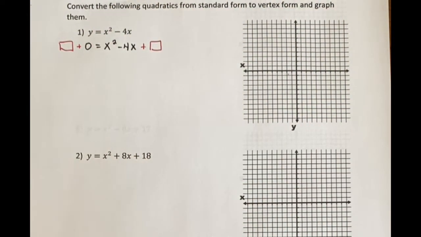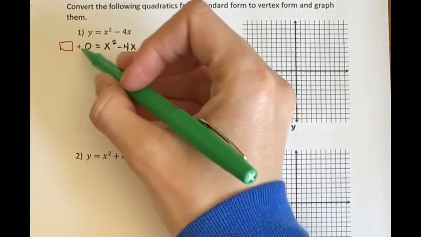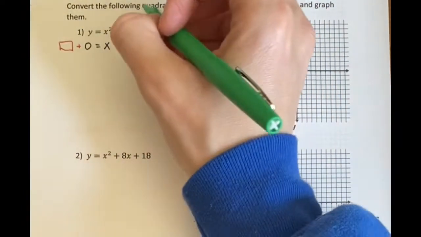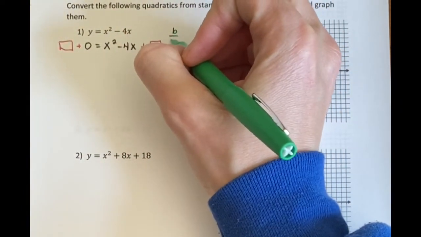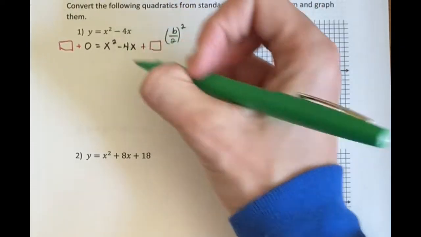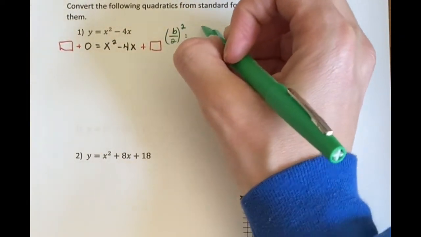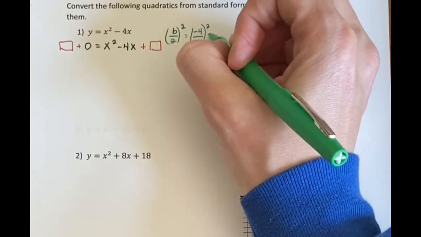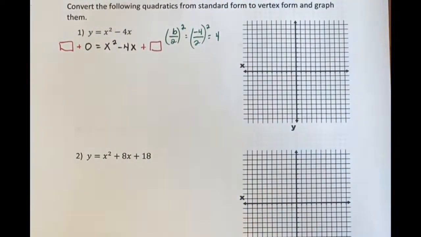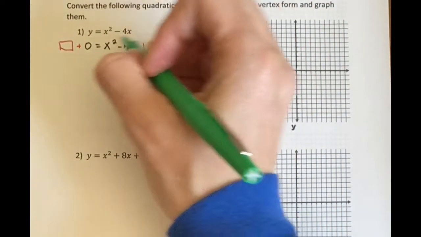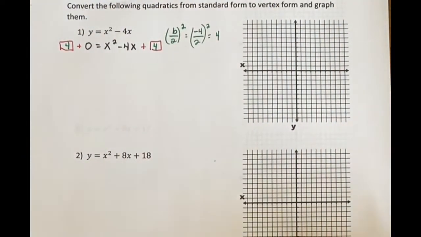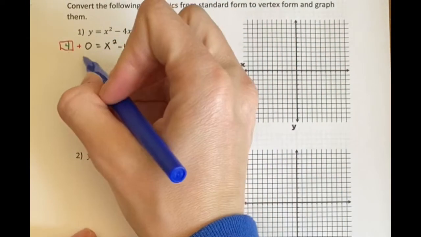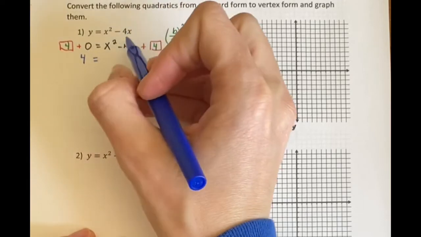And then we need to fill in what goes into that box. So here, in order to fill that in, we need to do b over 2 and square it. So here I have -4 over 2 squared, which gives me 4. So I'm going to fill in my box with that 4. So then 0 plus 4 gives me 4 equals.